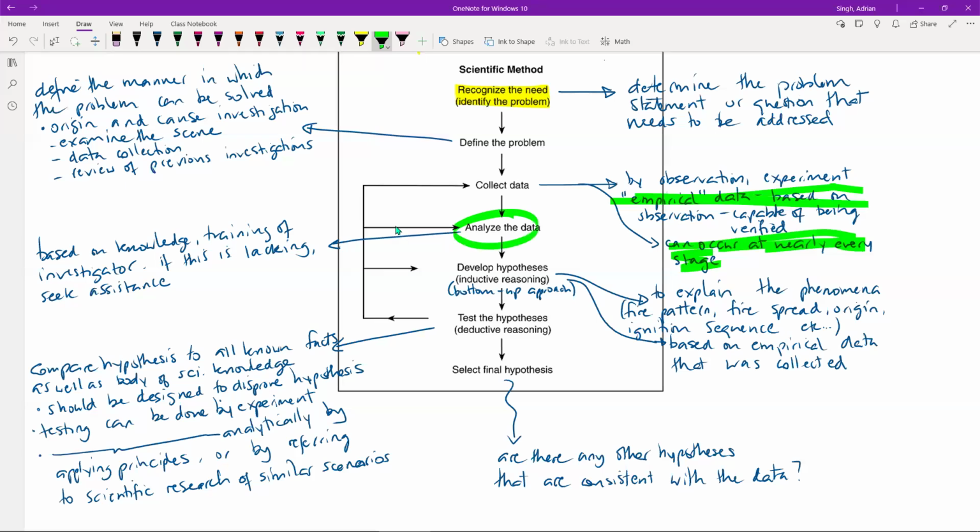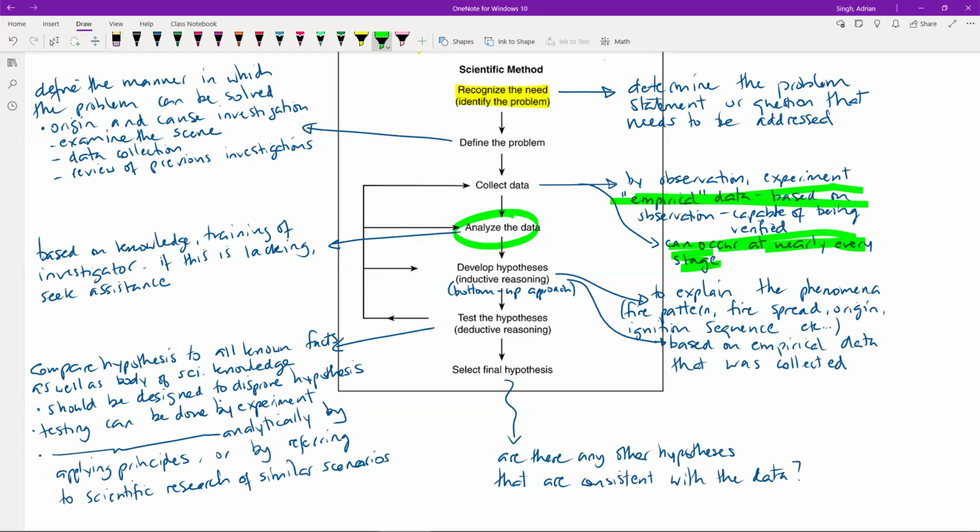And that's really important, because analysis of the data is going to be based on the knowledge, the training, and the expertise of the fire investigator themselves. In lots of cases, maybe that fire investigator doesn't have that expertise, in which case that person needs to seek outside assistance to analyze the data.